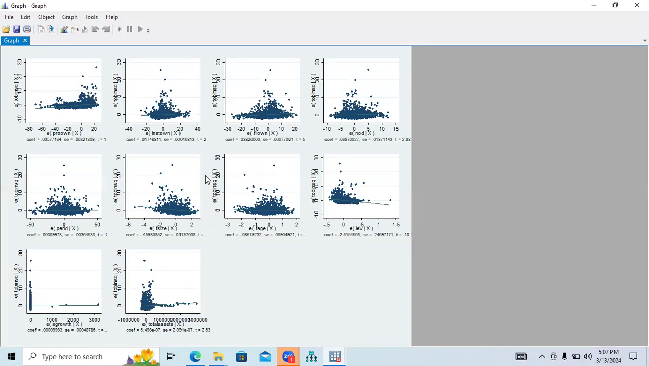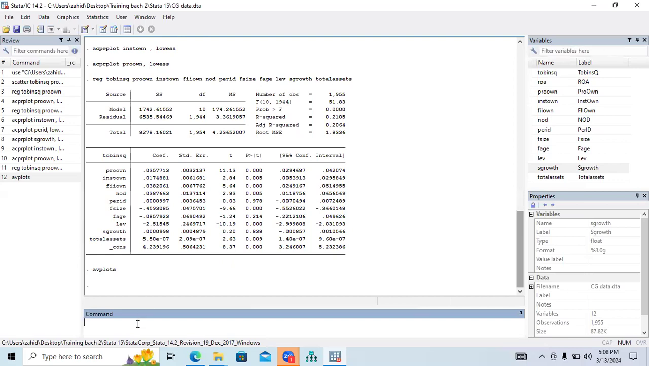Now you need to see the t value of each variable. Here the t value is equal to 1, here 2, 5, 2.83, and here the t value is not visible. Some of the t values are visible, and some are not. So let's suppose I would like to see the AV plot for this first one.